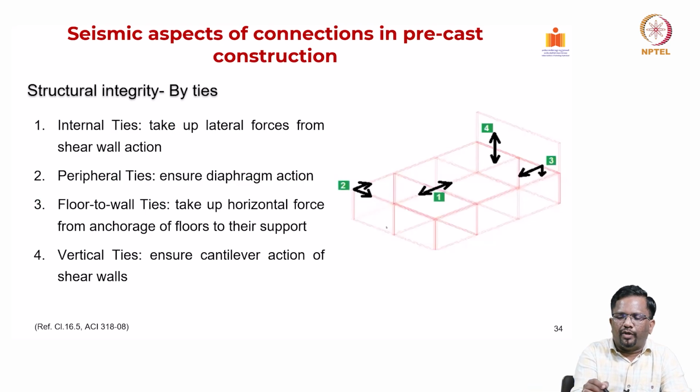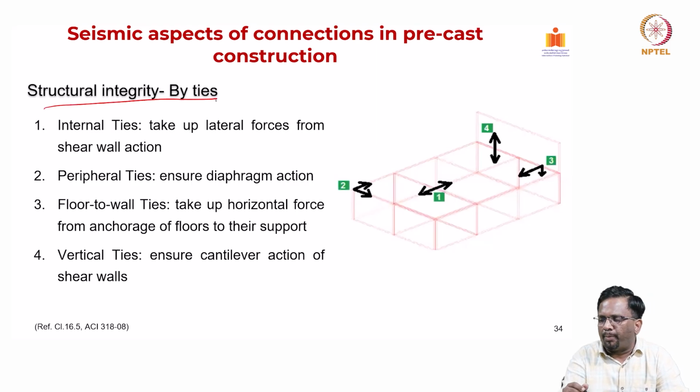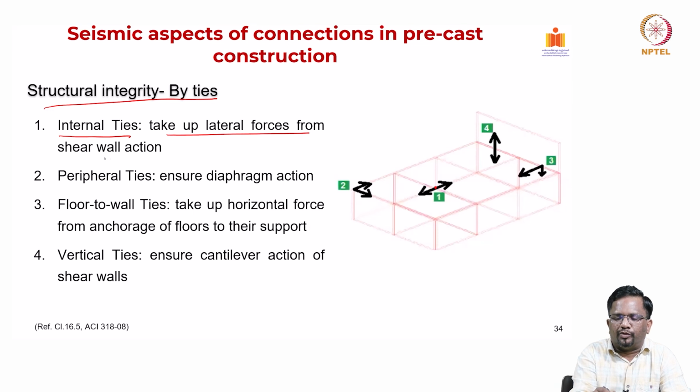Okay. Now, how do we ensure the structural integrity? For example, if you see here, we try to keep these internal ties. So, that helps us, for example, at location 1, between the two elements, we try to put some internal ties that are going to connect the elements together. That will help to take up the lateral forces from shear wall action.